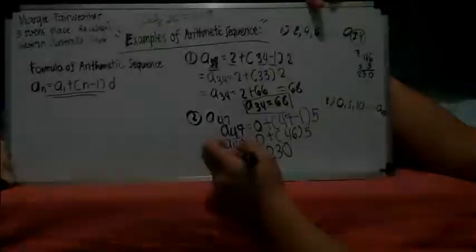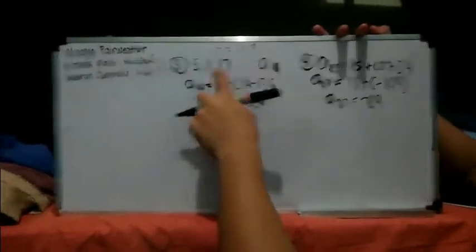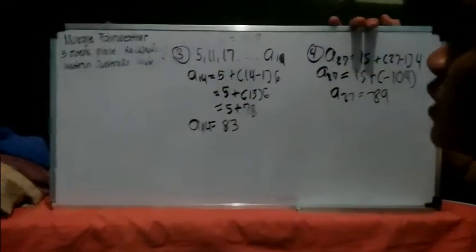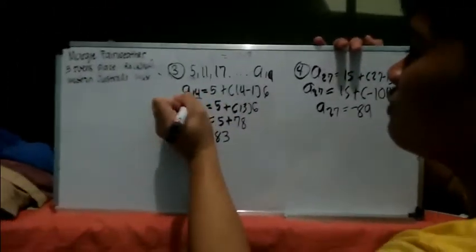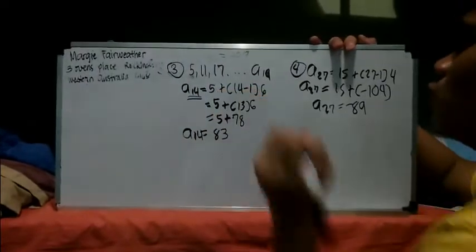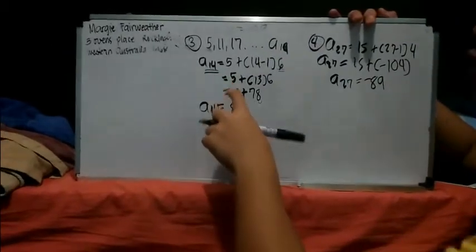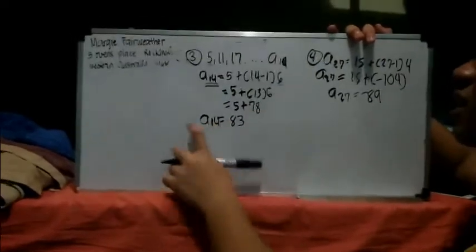Example number 3 of arithmetic sequence: 5, 11, 17, up to a_14. So first, a_14 is equal to 5 because this is the first term, and then plus 14, which is given, minus 1, then 6, which is the common difference. It's equal to 5 plus 13, because 14 minus 1, then times 6. Because of the parentheses, you need to multiply. It's equal to 5 plus 78. a_14 is equal to 83.